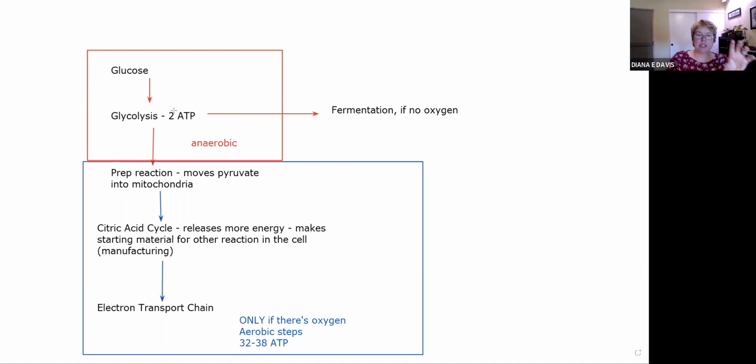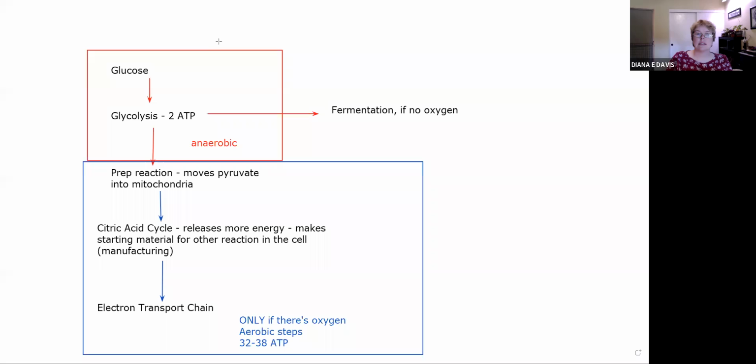But if it's low oxygen, then instead of going on into the mitochondria, the end product here from glycolysis goes to fermentation. It's a different series of steps. It produces a small amount of energy. So the glycolysis happens in an anaerobic condition because it uses very low oxygen or none at all. But then it says fermentation if no oxygen. Right. But glycolysis also works if there's no oxygen.